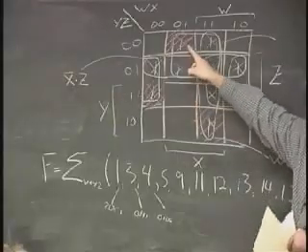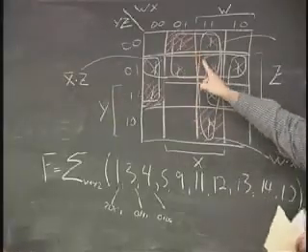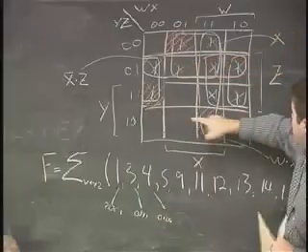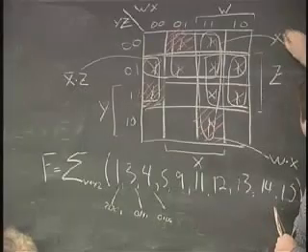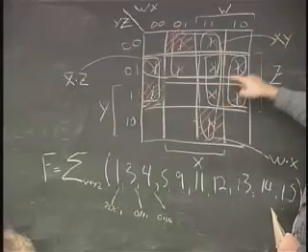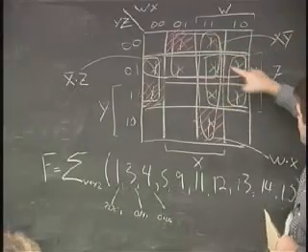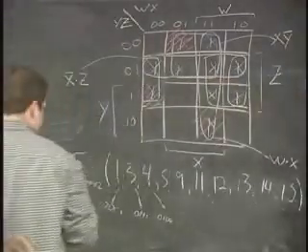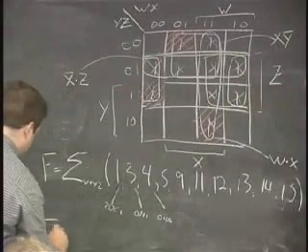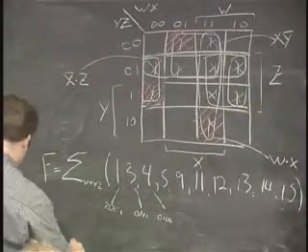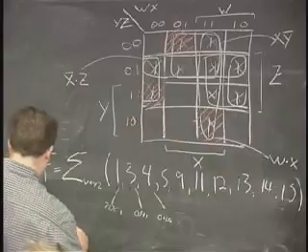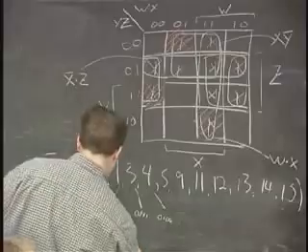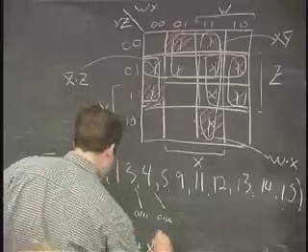And now we have one more, which is this one right here. Does this one change in W? Yes. So we don't write down W. Does it change in X? No. Does it change in Y? No. Does it change in Z? Yes. Sorry. So, our final logical expression is W and X, or not X and Z, or X and not Y.